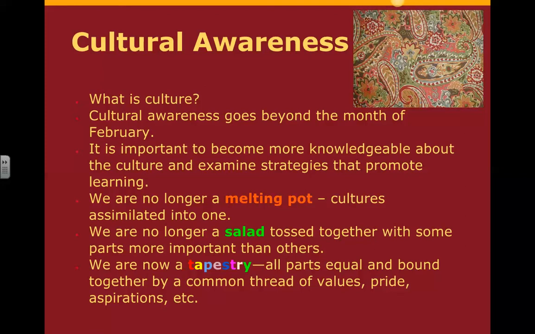So then we went on and then we were known as a salad. In other words, lots of cultures tossed together with some parts being more important than others. So there wasn't really an equality thing going on there. They were all distinct and not really helpful to each other. But now there are psychologists that describe the American culture as a tapestry. All the parts equal, bound together, they make up a wonderful, beautiful pattern. Lots of values and pride, aspirations all go into the culture that we now call a tapestry.